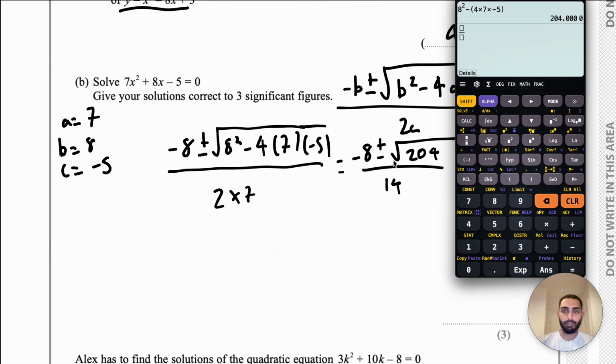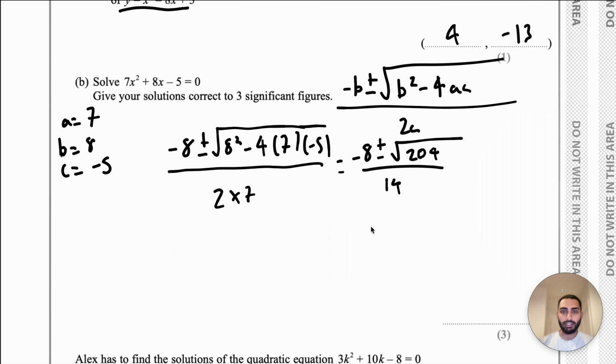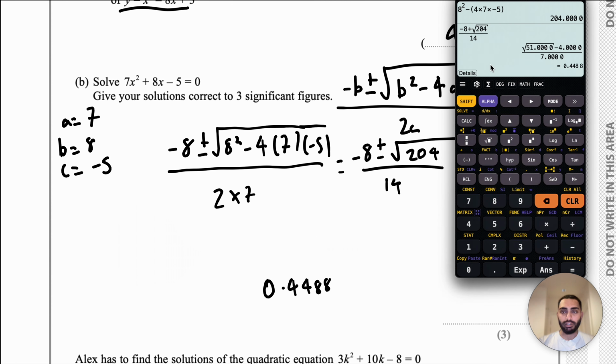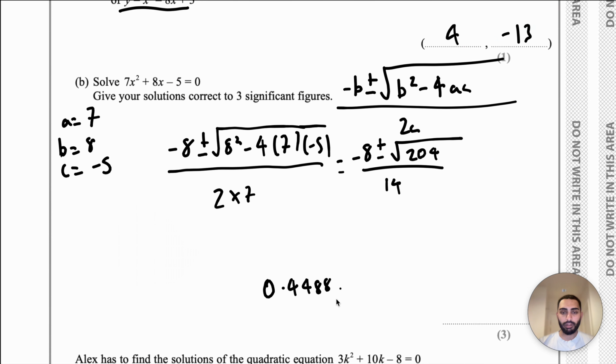We'll do the plus one first. Got negative 8 plus root 204 over 14. That gives me 0.4488. I'm going to do the other one where it's a minus, and if you go back on your calculator, you can just change that to a minus. And I've got negative 1.5916.